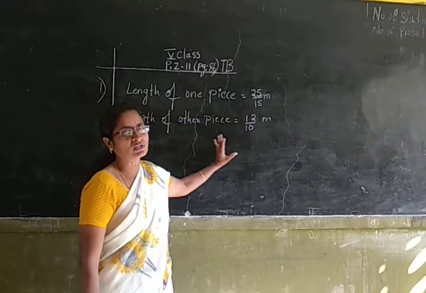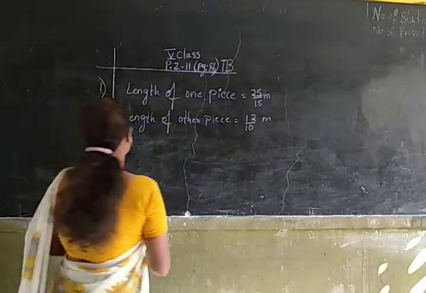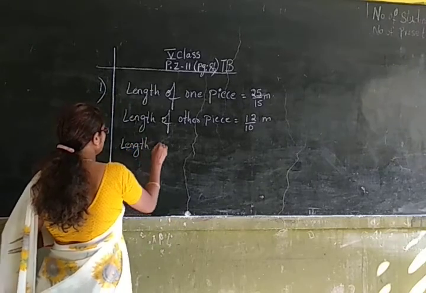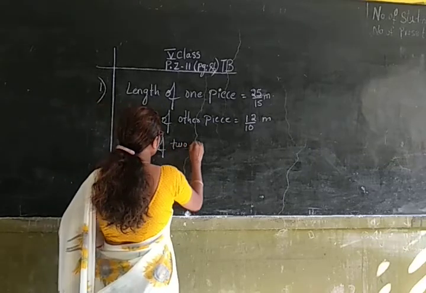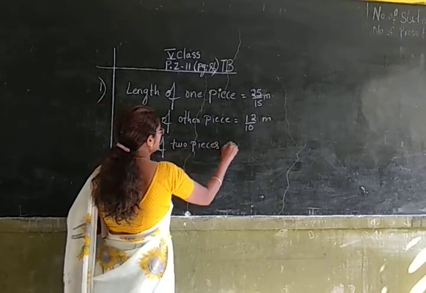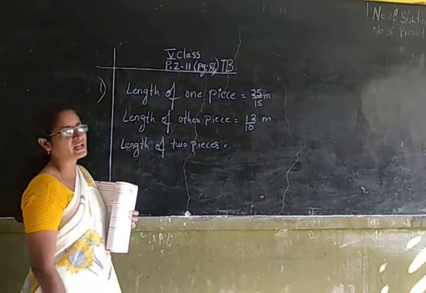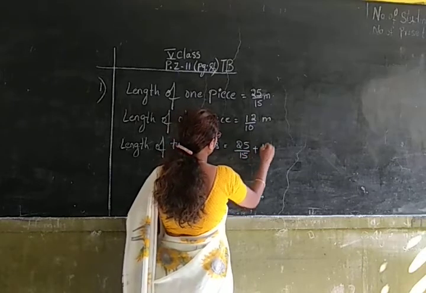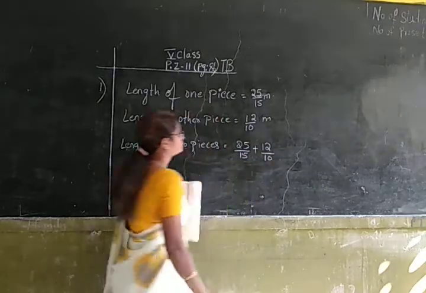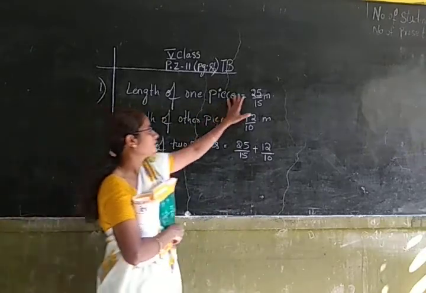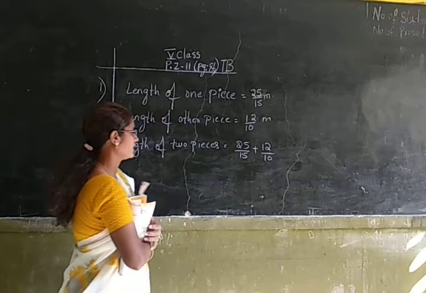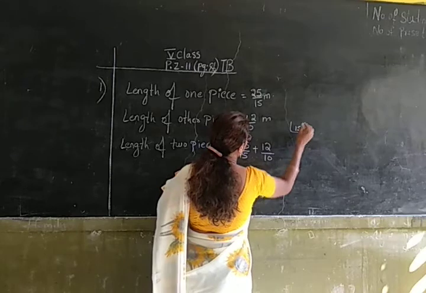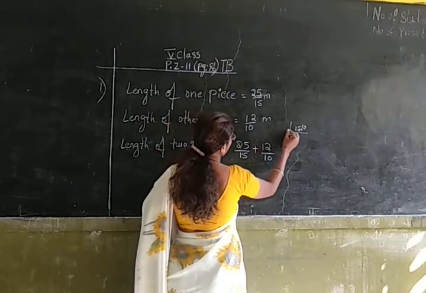Now let us find out the total length of the two pieces. The length of two pieces can be got by adding these two fractions. So let us add these two fractions: 25 by 15 plus 12 by 10. Now first let us find out the LCM of 15 and 10.